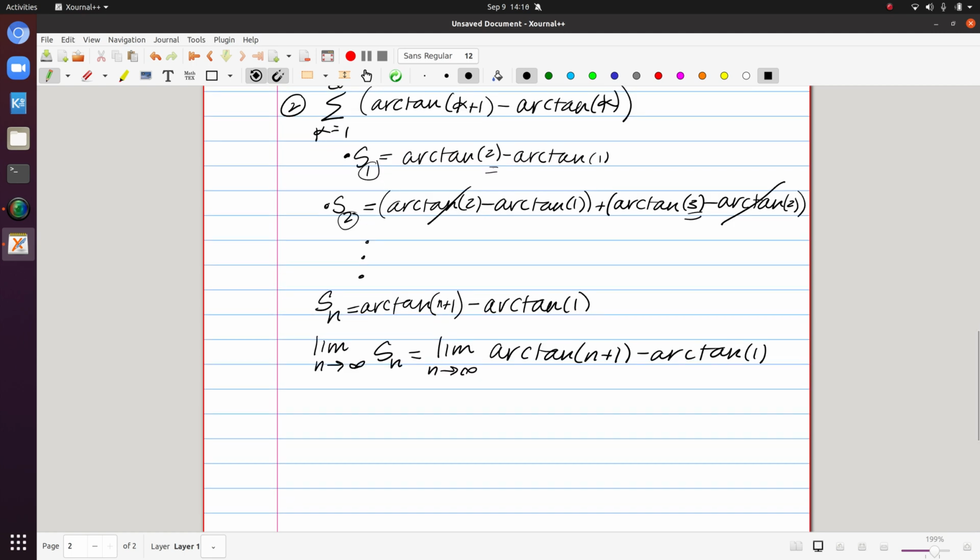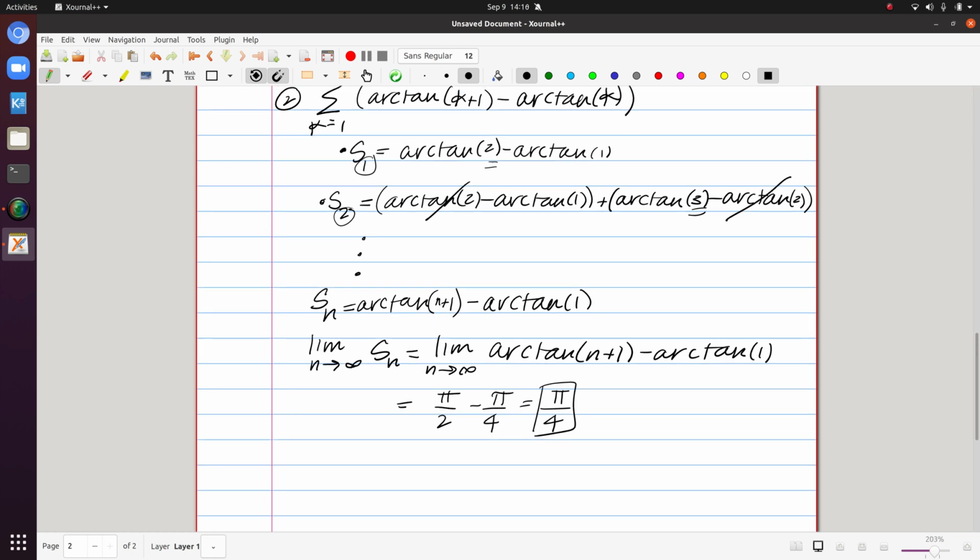As we observed previously, the limit of that first term is going to approach pi over 2. The arctangent of 1 is pi over 4. So taking that difference, we get pi over 4.